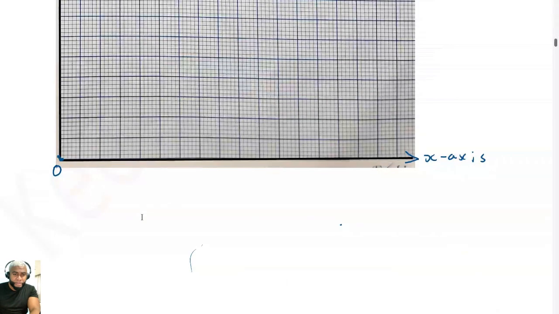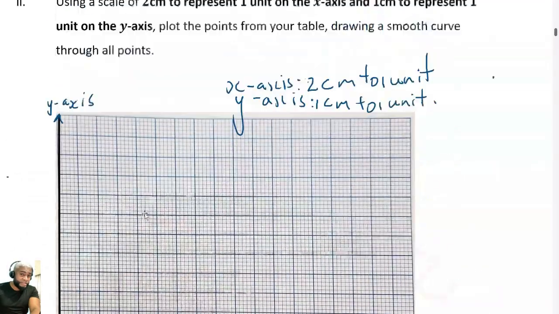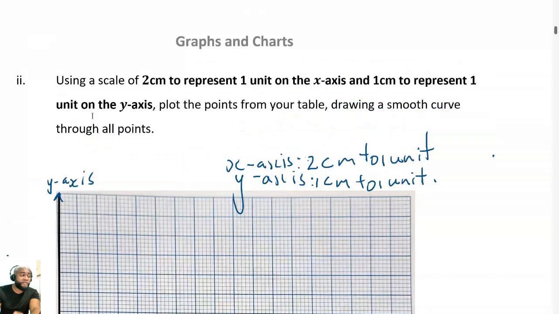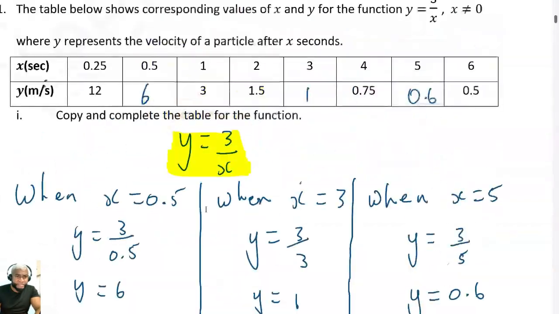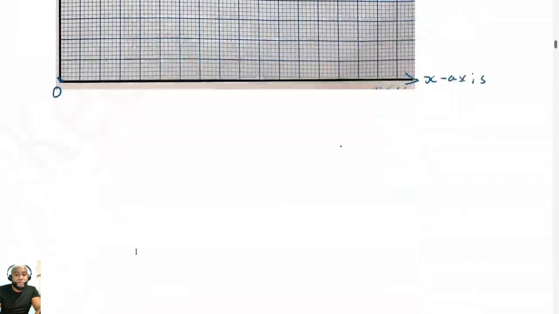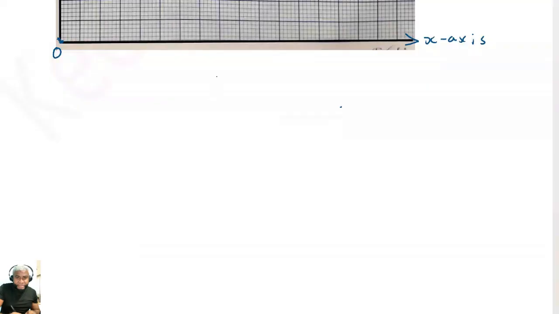Okay, so let's go. You must have your axis, your scale for your axis. You must have your label for your x-axis and your label for your y-axis. You must also have your heading for each axis. So let's see what the x-axis represents. I think the x-axis was seconds. Was it seconds, guys? You see your x-axis values were seconds. They said where y represents the velocity of a particle after x seconds. So you must write the word seconds underneath here. So put that in for me, please.